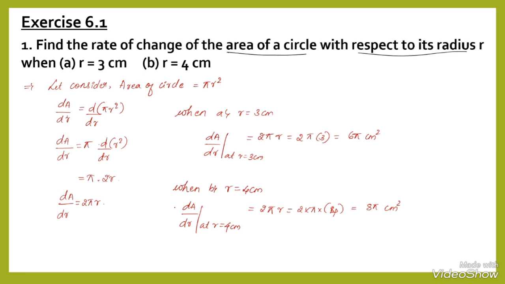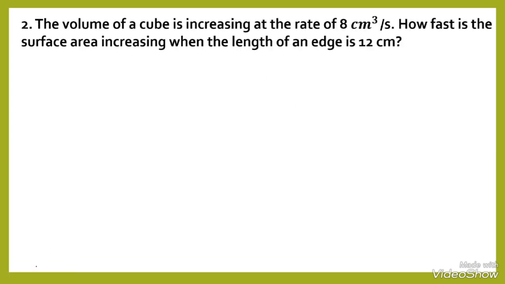Okay, let's move on to exercise problem number 2. Here, the volume of a cube is increasing at the rate of 8 centimeter cube per second. How fast is its surface area increasing when the length of the edge is 12 centimeter? So we have to find the rate of change of surface area. First, we have to take the given values.